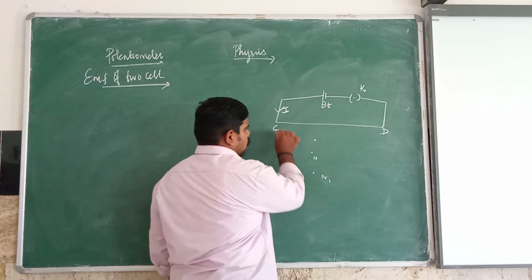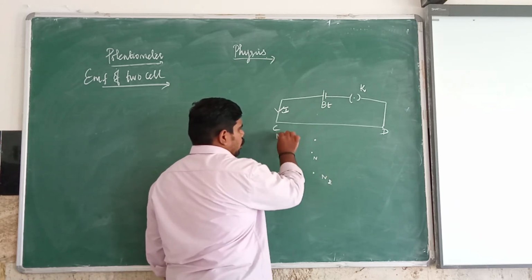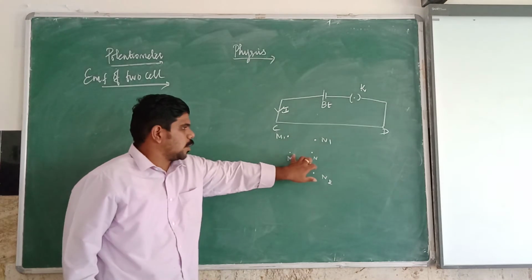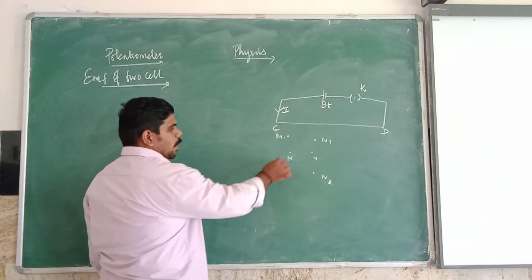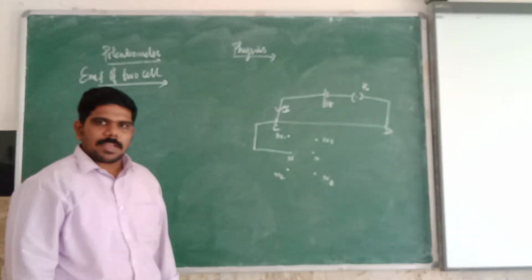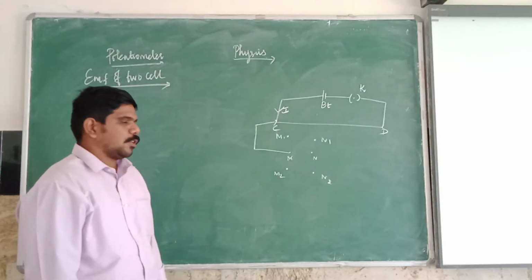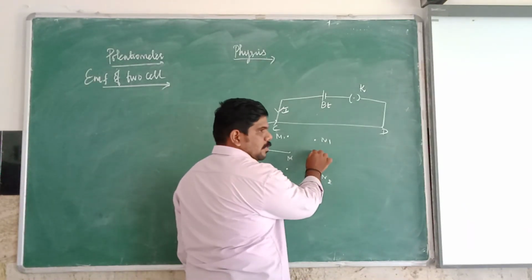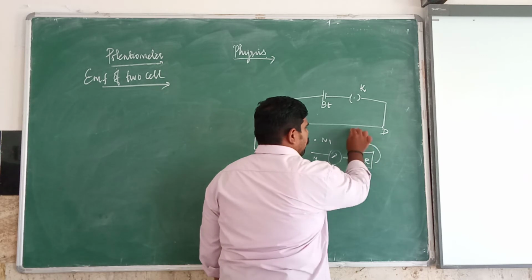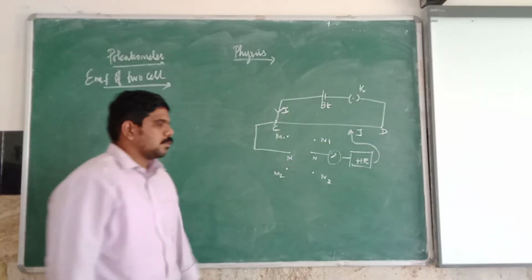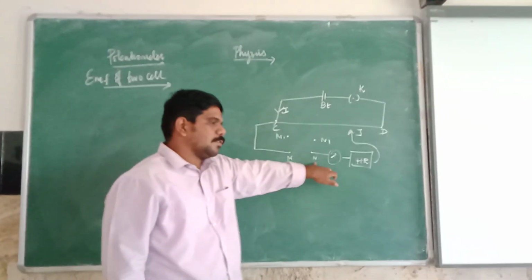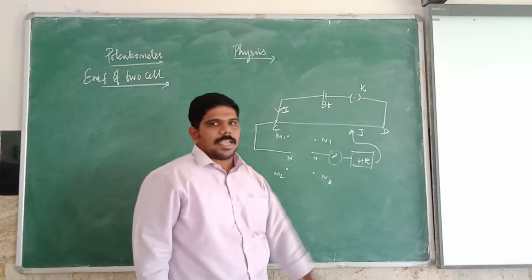M1, N1, and M2, N2. The DPDT switch has 6 terminals 1, 2, 3, 4, 5, 6. The M end of the DPDT switch is connected to the C end of the potentiometer. The N end of the DPDT switch is connected to the jockey through the galvanometer and the high resistance.